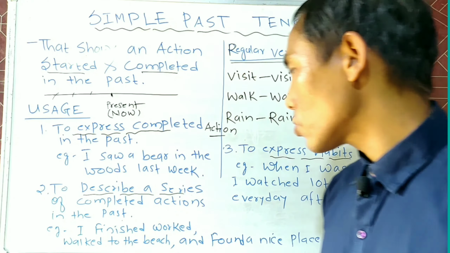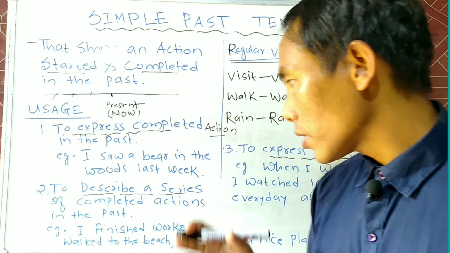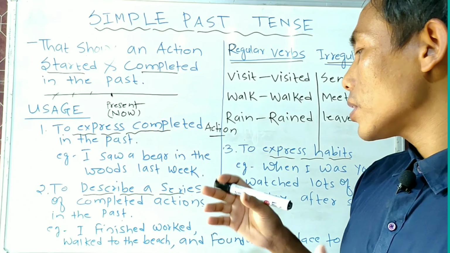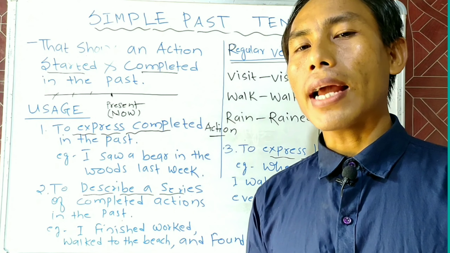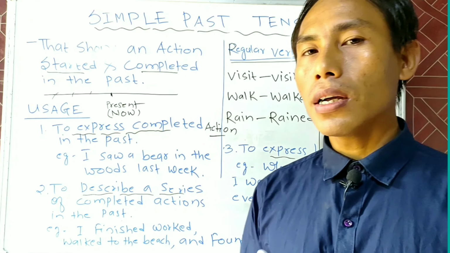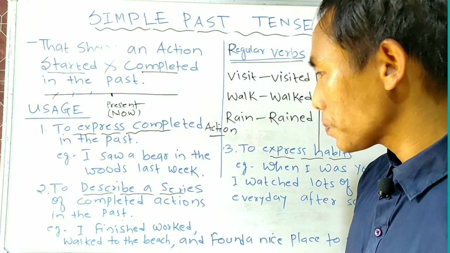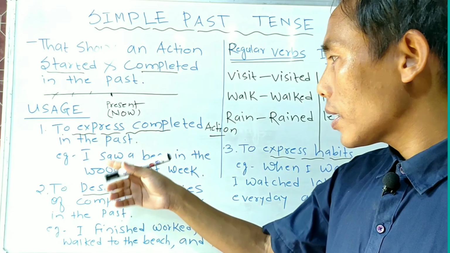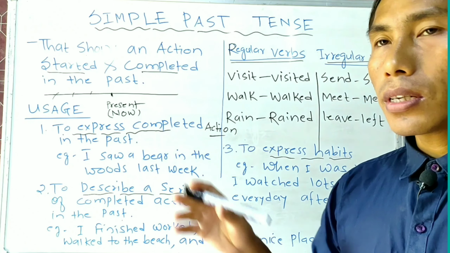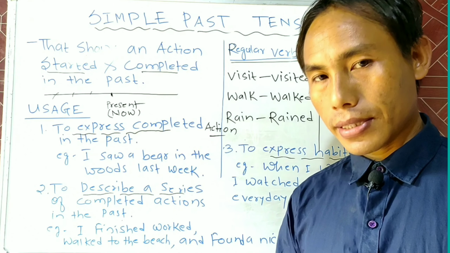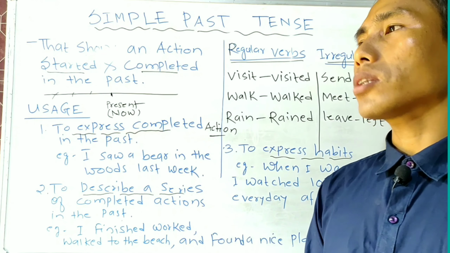Now the second one is to describe a series of completed actions in the past. Here in the second case, we are not talking about only one action. Here we are talking about multiple actions in the simple past tense. Unlike the above one, I saw a bear in the woods last week, which talks about only one action, here we talk about many actions: one action, two actions, three actions.